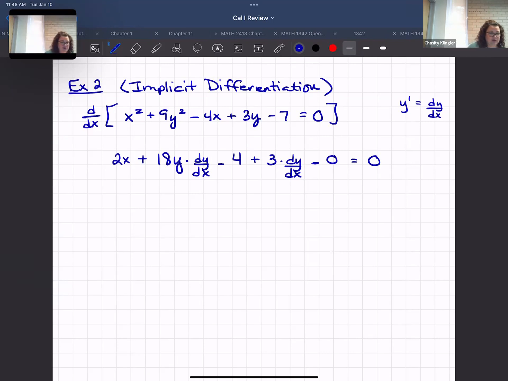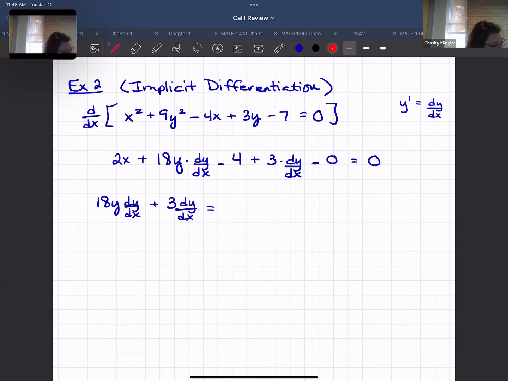And then what we're going to do is solve for dy dx. So isolate it: get all the dy dx's on one side and everything else on the other side. So I'm going to leave the 18y dy dx and the 3 dy dx on that side, and everything else I'm moving over to the other side. I don't have to worry about the 0 because it's 0. So that's going to be negative 2x plus 4.